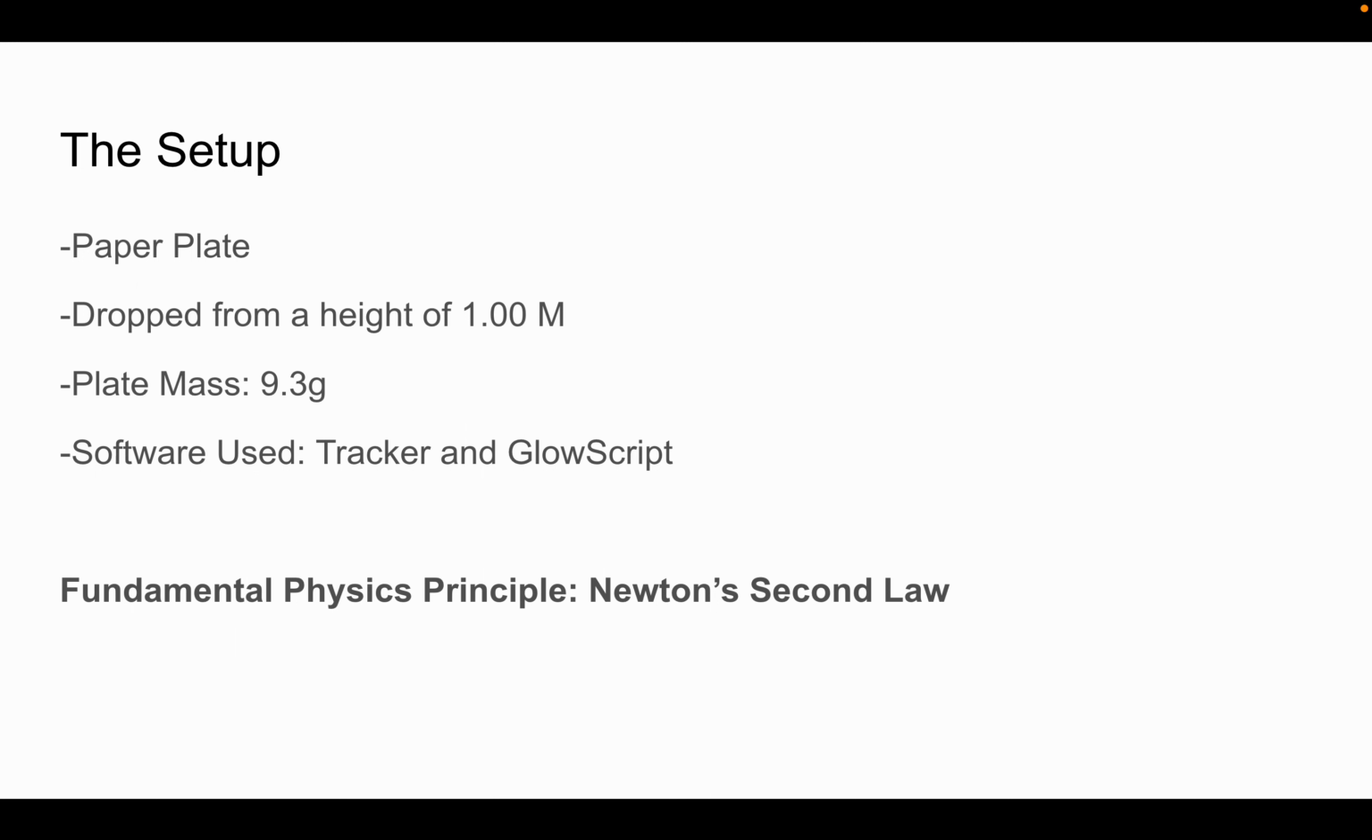The main setup here: a paper plate will be dropped from a height of 1 meter. The plate mass is 9.3 grams. And the software used for this experiment will be Tracker and Glowscript. The fundamental physics principle here is Newton's second law, as we'll be incorporating several different forces, mainly the force of drag that we're comparing with this experiment here.